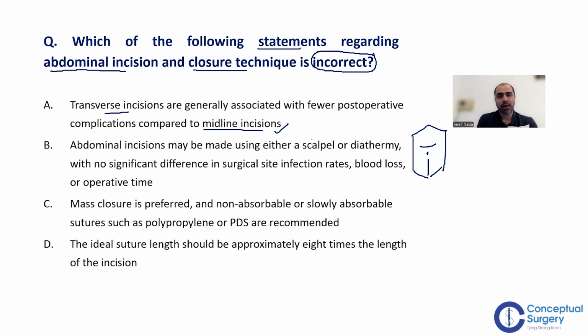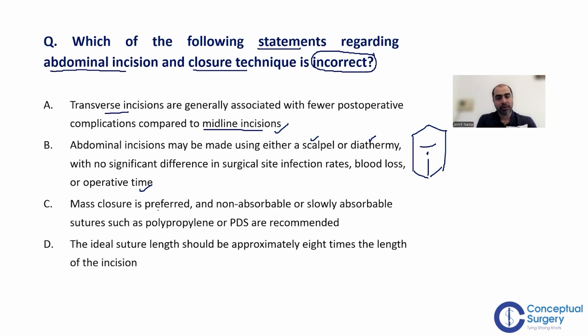Abdominal incisions you can make either via scalpel or with a cautery, the yellow of the cautery, the cutting current. There is no difference in SSI rates, blood loss, operative time. This is true. So it's totally surgical preference. With scalpel, it looks more clean, but it bleeds more. With a cautery, it looks a little uneven, but it bleeds less. So it's a surgical preference. Net, there is no difference even in blood loss.